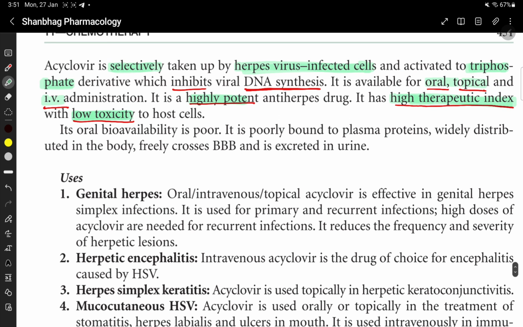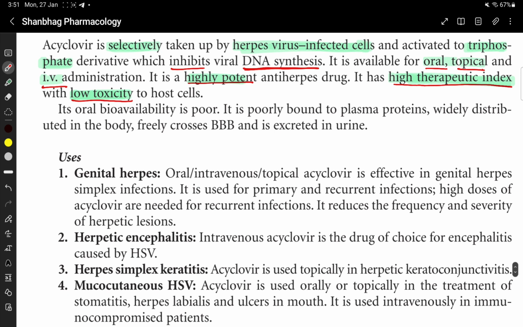So it is selectively taken up by the herpes virus infected cell. Its active form is the triphosphate. Acyclovir triphosphate will inhibit the viral DNA synthesis. Route of administration: oral, topical or IV. It is a highly potent anti-herpes drug with a high therapeutic index and low toxicity.